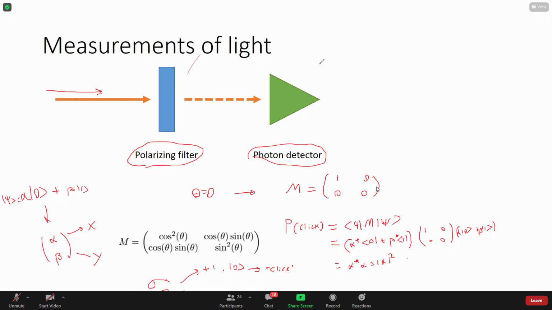And Timon, I see, is a mind reader because he just asked the next thing that I would do. So let's do one more example for how we can measure in the X basis. So let's first save this.